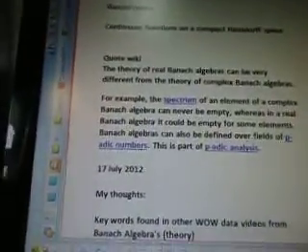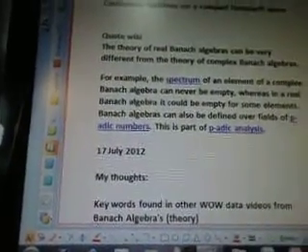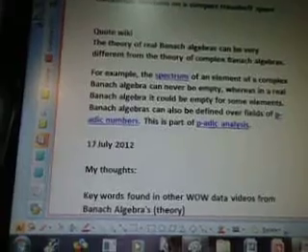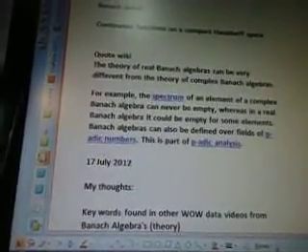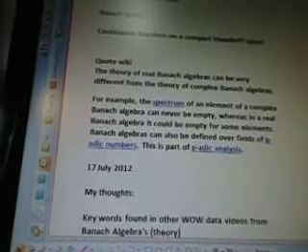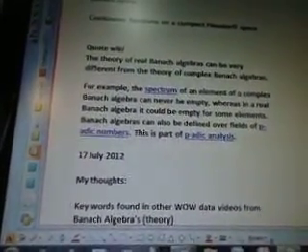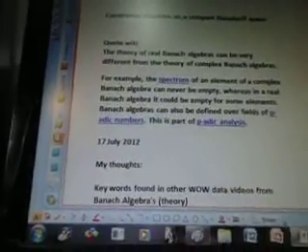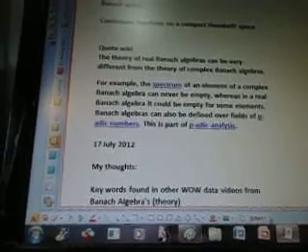Quote from Wiki: the theory of real Banach algebras can be very different from the theory of complex Banach algebras. For example, the spectrum of an element of a complex Banach algebra can never be empty, whereas in a real Banach algebra it could be empty for some elements. Banach algebras can also be defined over fields of p-adic numbers. This is part of p-adic analysis.